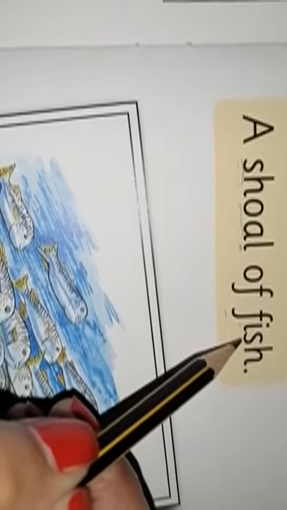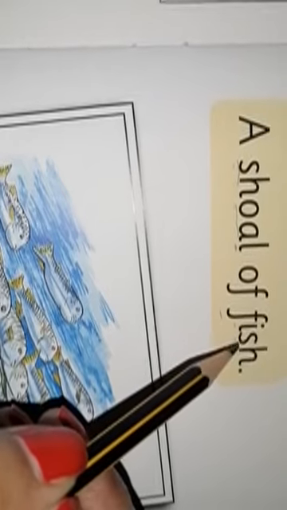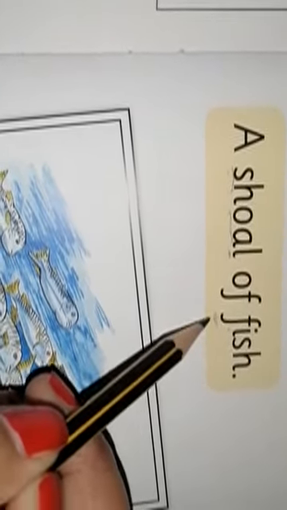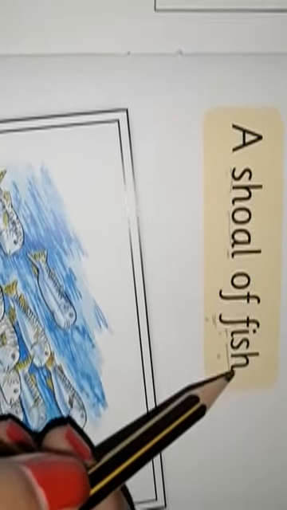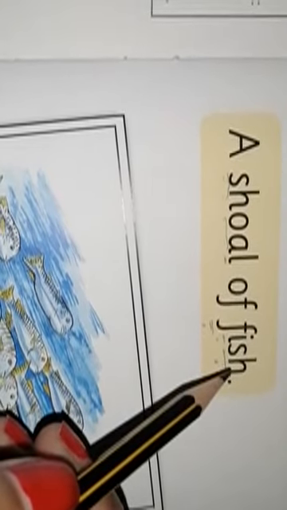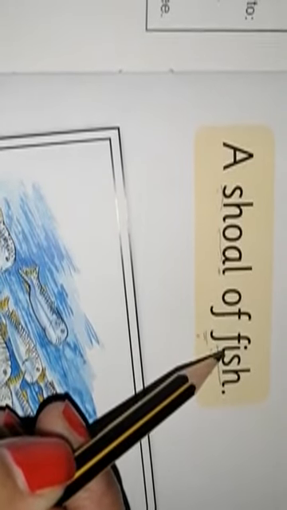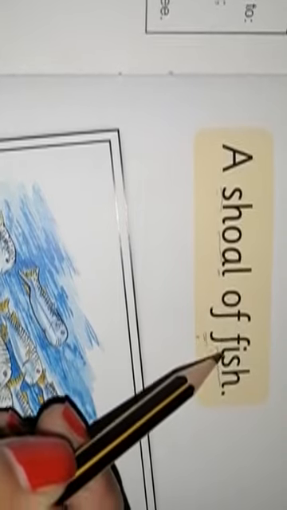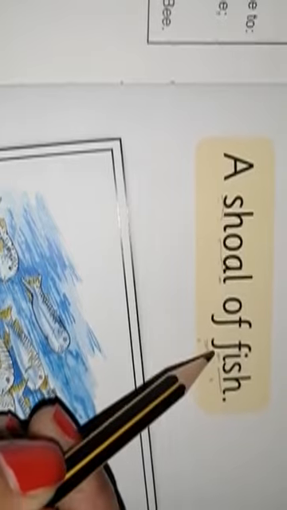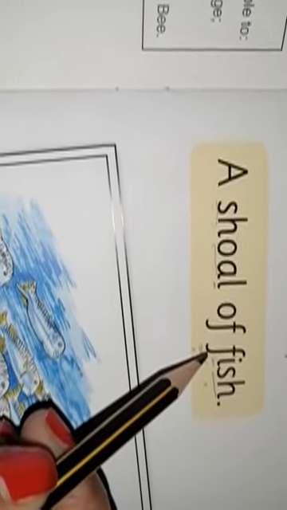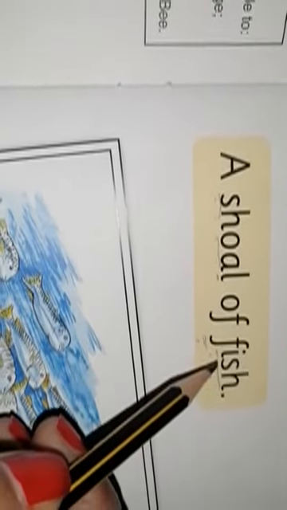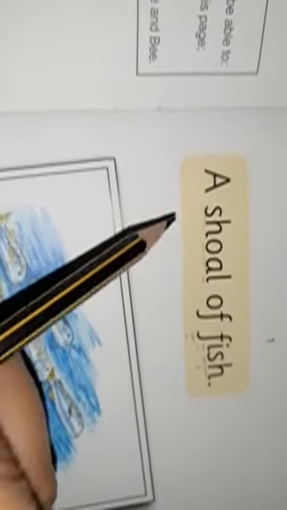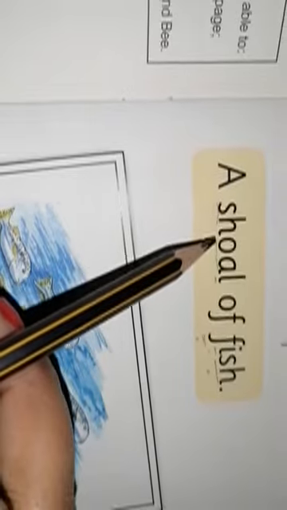This word have four letters. F, I, S, H. And this letter have three sounds. F, I, SH. The sound of SH is sh. The sound of I is I. If we blend them together, sh. And the sound of letter F is f. F, ish. Fish. A shawl of fish.